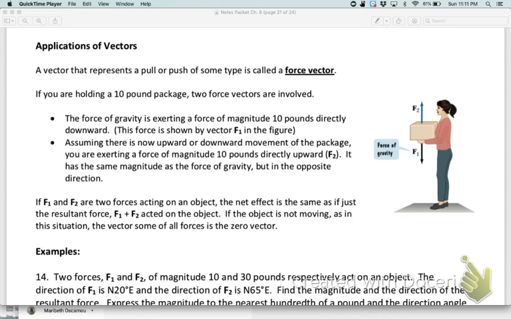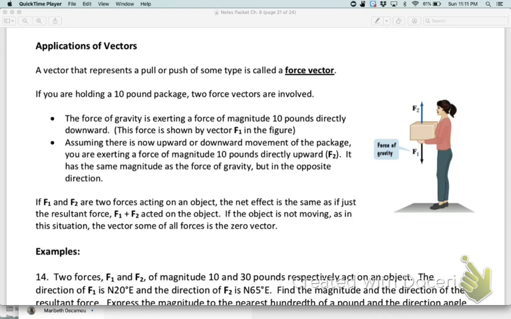Gravity is trying to pull that 10 pounds to the ground, so it has a downward force of 10 pounds. Then you are trying to keep that package from crashing to the ground, so you are lifting, pulling it upwards with a force equal to that of gravity. That's how you're keeping it from falling down.